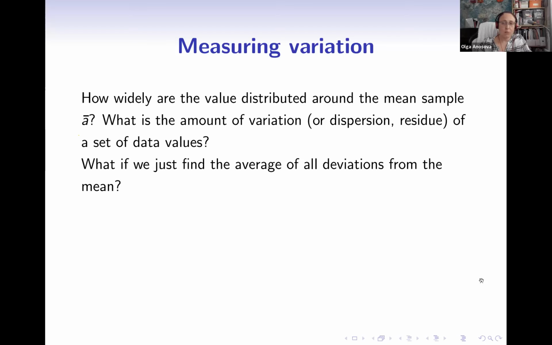So one of the obvious ideas will be this: just take all possible deviations from the mean and then just take the average of them. Is it a good idea? What do you think? So just taking the average of all deviations from the mean.